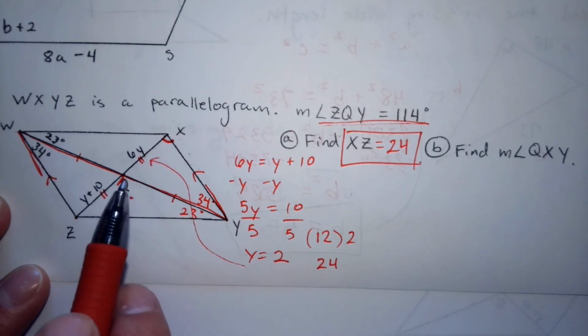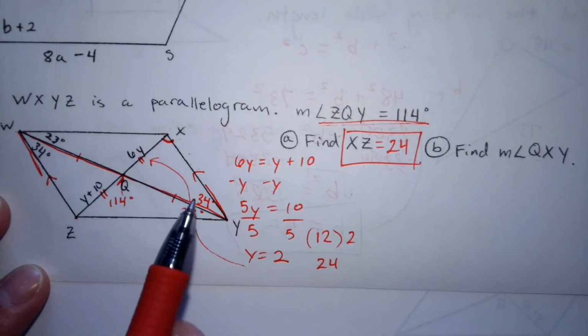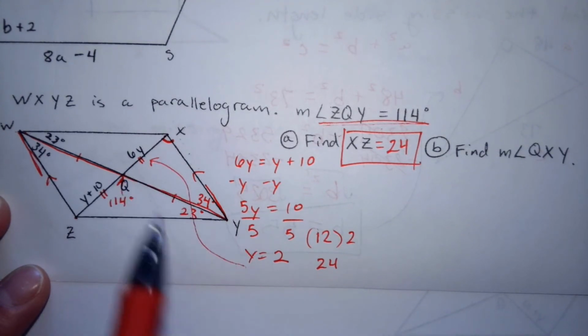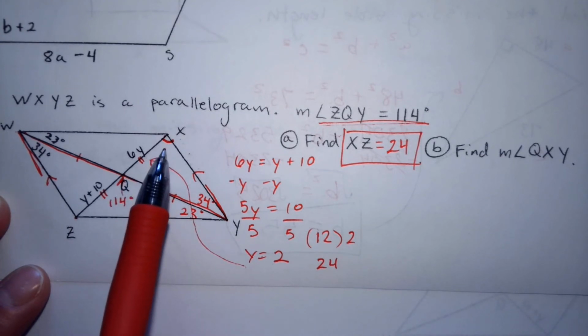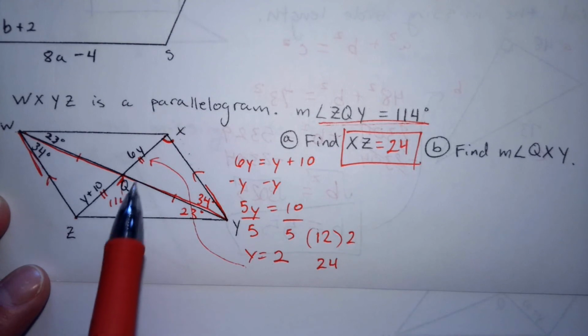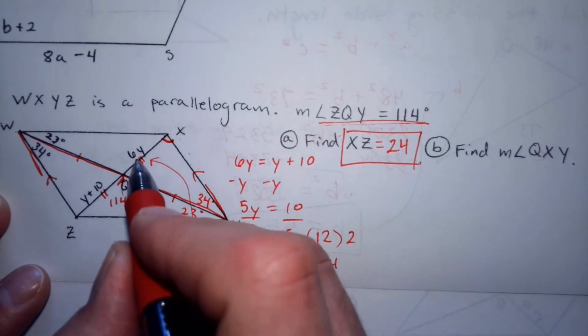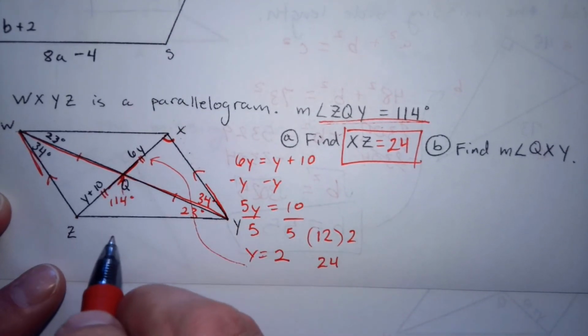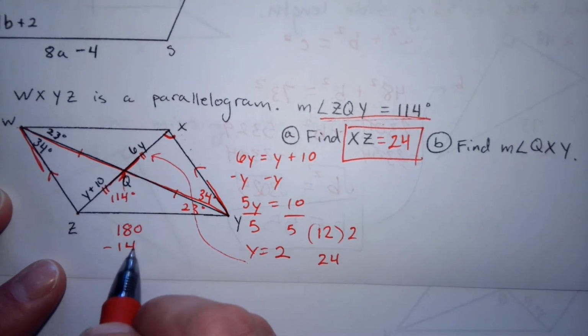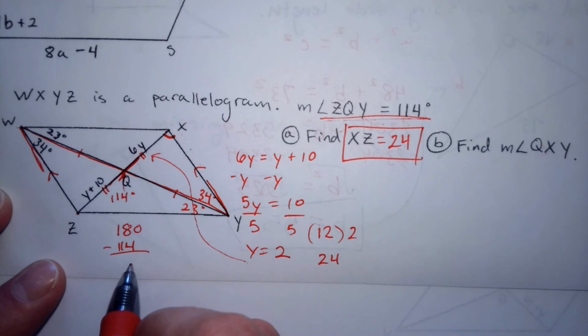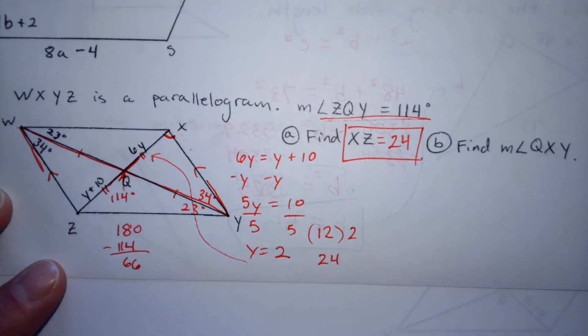Because this makes a triangle, and using the triangle sum theorem, all the angles in a triangle have to add to 180. So if I can figure out what this angle is, I can figure out what the last angle is. And the way I figure out this angle is by doing 180. This is a straight angle, which adds up to 180. 180 minus 114. And what do I get? 66 degrees.